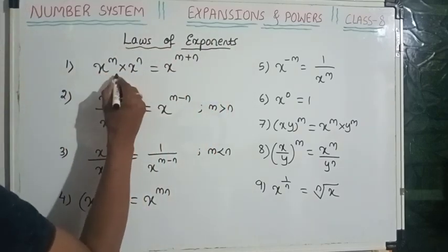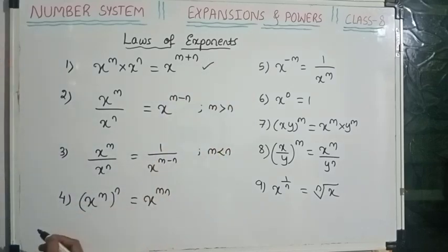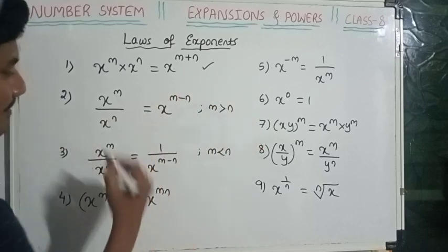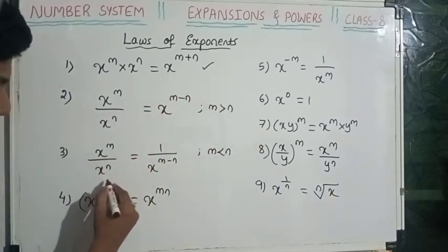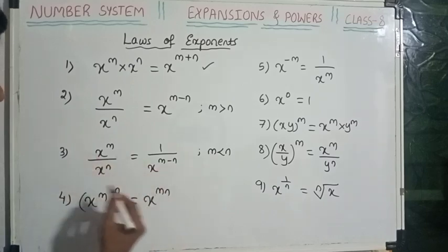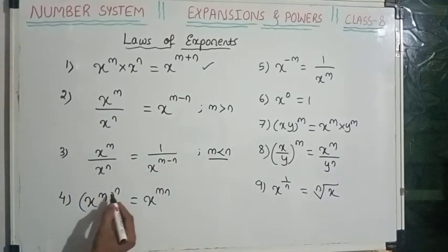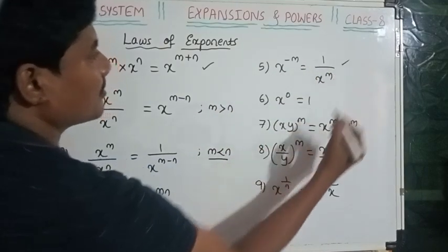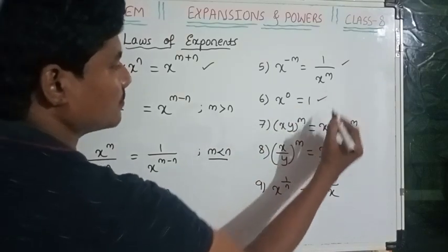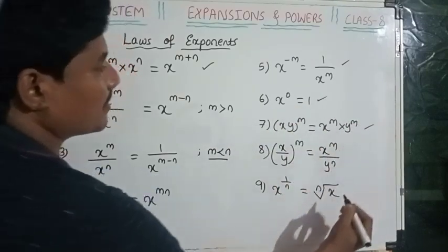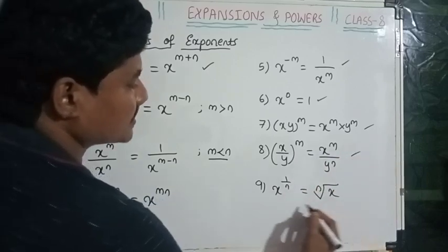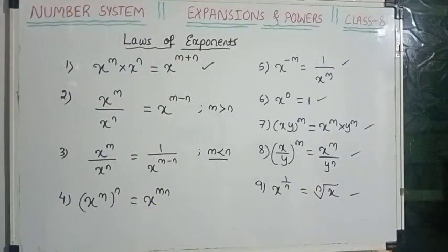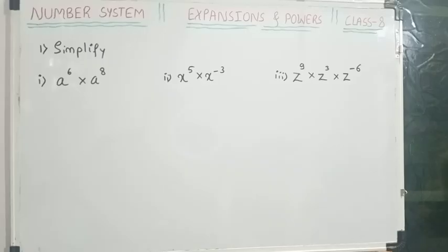We should know about these laws of exponents, that is x to the power m into x to the power n is equal to x to the power m plus n, x to the power m divided by x to the power n is equal to x to the power m minus n, where m is greater than n, x to the power m divided by x to the power n is equal to 1 upon x to the power n minus m, where m is less than n, x to the power m raised to the power n is equal to x to the power mn, x to the power minus m can be written as 1 upon x to the power m, x to the power 0 is equal to 1, xy to the power m is equal to x to the power m into y to the power m, x upon y to the power m is equal to x to the power m upon y to the power m, x to the power 1 upon n is equal to nth root x. These are the laws of exponents.